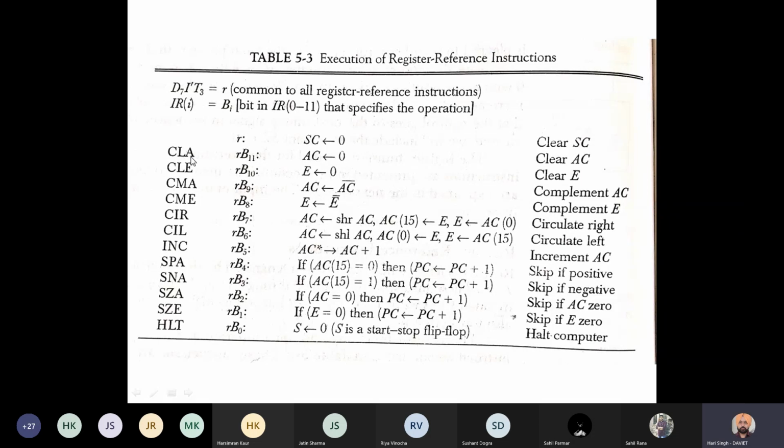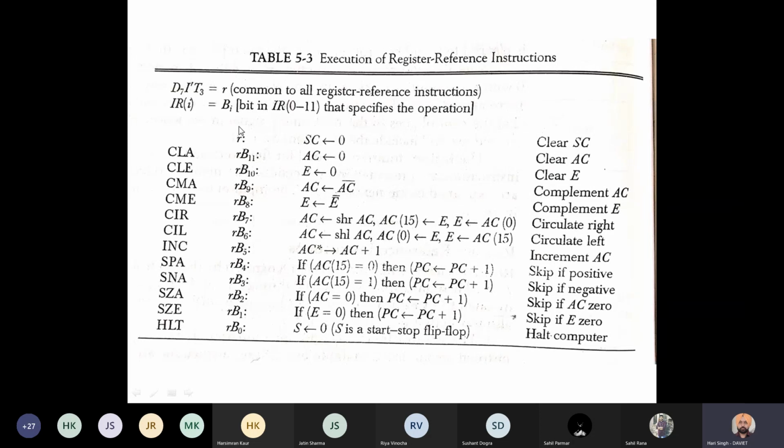Like clear accumulator. One more term is R, a small r here. It is a combination of D7, I invert, meaning I is 0, and T3, which should be 1, state T3. R is a combination of these three bits. If this combination is 1 0 1, this is common to all register reference instructions.